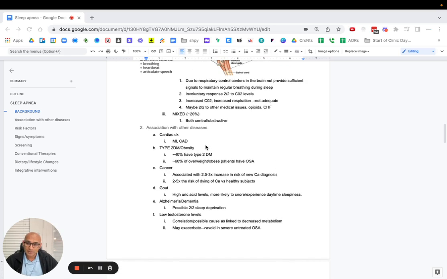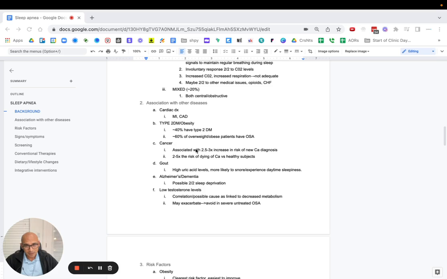Now, it is associated with a lot of other disorders, such as coronary artery disease, myocardial infarction, or heart attack, and diabetes. 40% of individuals who have obstructive sleep apnea also have type 2 diabetes. 60% of overweight, obese individuals have obstructive sleep apnea. It's associated with a 2.5 to 3 times increase in new cancer diagnoses. These are patients with obstructive sleep apnea.